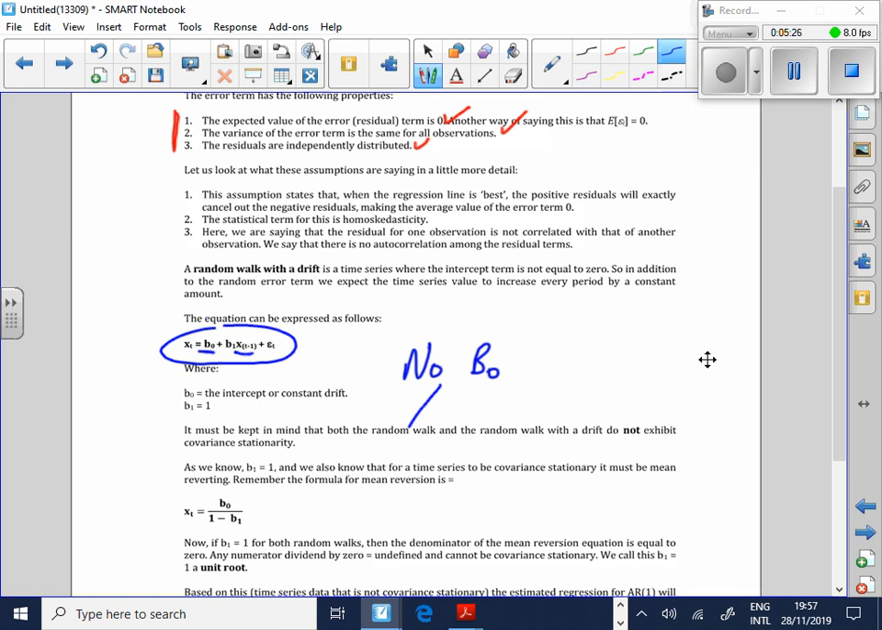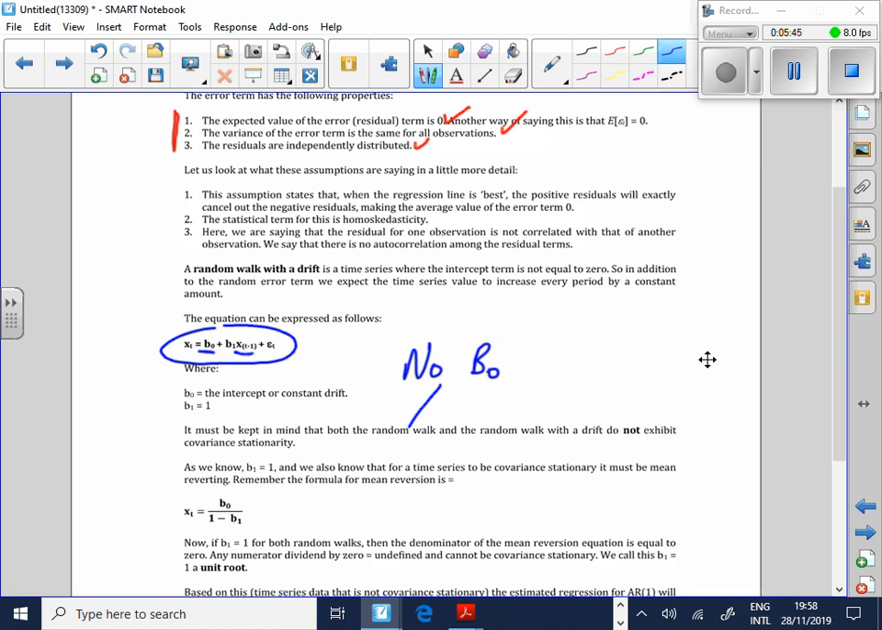Okay. What do I want? Covariant stationarity. Both of these, the random walk and the random walk with a drift, do not exhibit covariant stationarity, which of course is a problem for me.